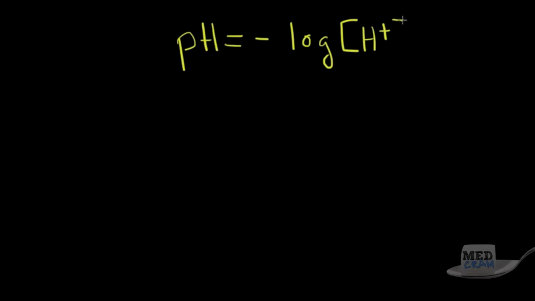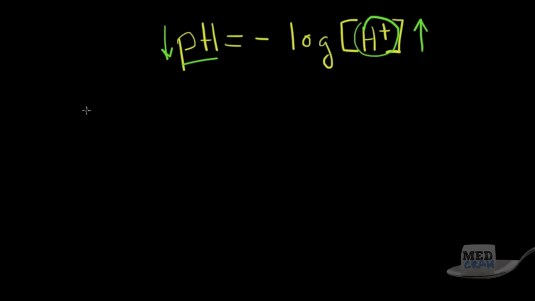So what is the pH? Well, pH, as some of you all know, is equal to the negative log of the concentration of protons. So that's important because as the number of protons in the body goes up, the pH is going to go down. And so we know that a low pH means more acid.